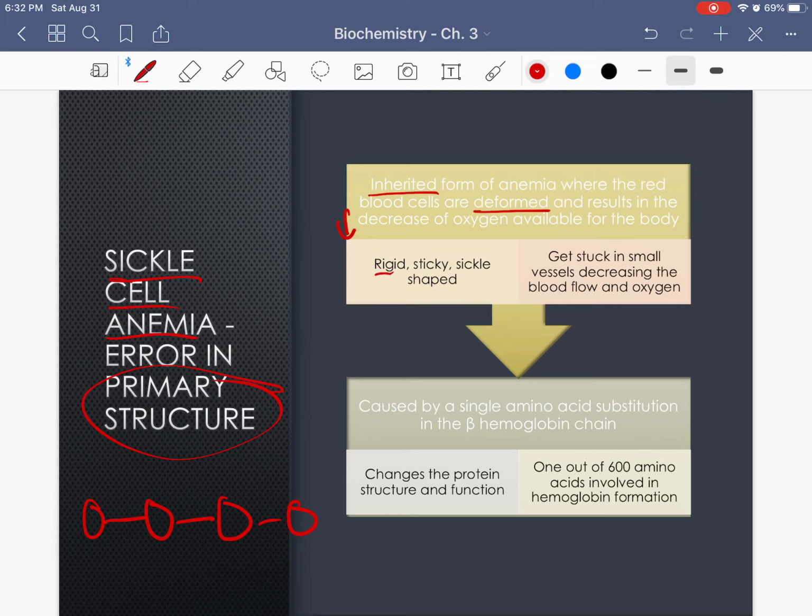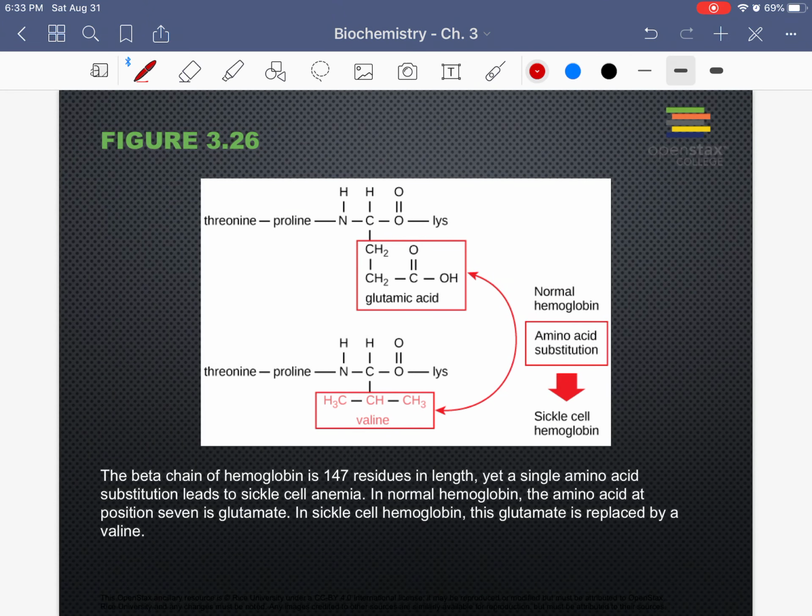Sickle cells are rigid, they're sticky, and they're sickle shaped, or shaped kind of like a crescent moon. They get stuck in blood vessels. It decreases the amount of blood flow, and it will decrease the amount of overall oxygen in the bloodstream. It's caused by a single amino acid substitution. So in the case of sickle cell anemia, one amino acid is wrong. It's the result of a mutation. And just because this one amino acid is wrong, it changes the protein structure, changes the shape, and therefore changes the function. And so that results in sickle cell anemia.